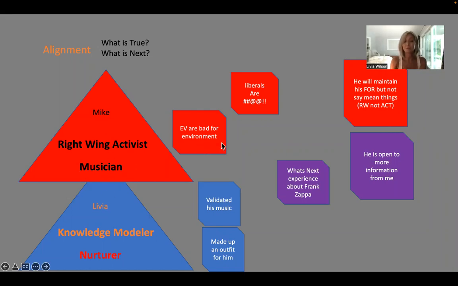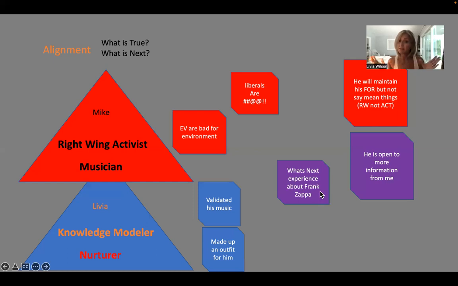So he then publishes something that says electronic vehicles are bad for the environment. And by the way, liberals are blah, blah, blah, not nice things, he said. So I came on board and said, I validated his music and I did something nice for him. I made an outfit for him. And then he did this liberals are blah. And then I did a what's next experience with him about Frank Zappa.